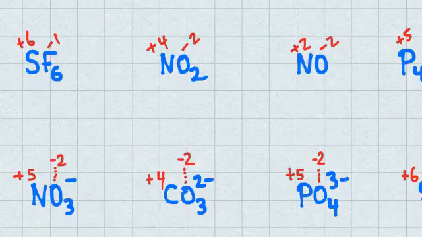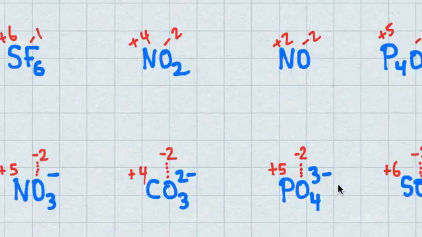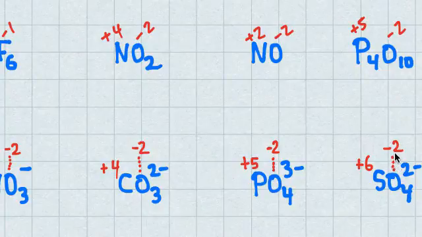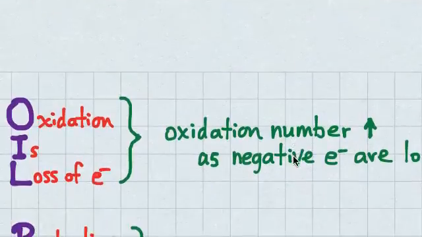So 3 times negative 2 is negative 6, plus 5, negative 1. 3 times negative 2 is negative 6, plus 4, negative 2. 4 times negative 2 is negative 8, plus 5, negative 3. 4 times negative 2 is negative 8, plus 6, negative 2. So the polyatomic ions have to add up to whatever the charge on the ion is.